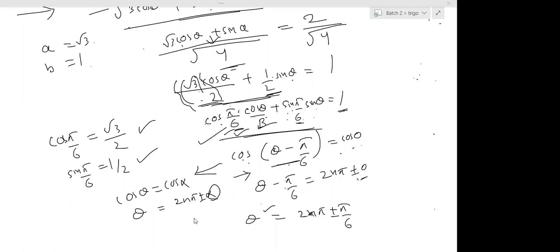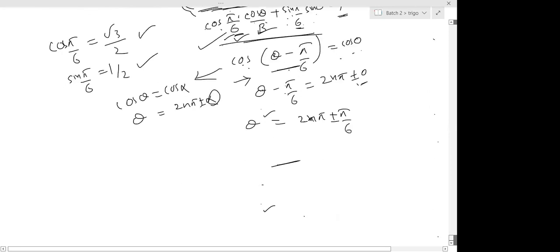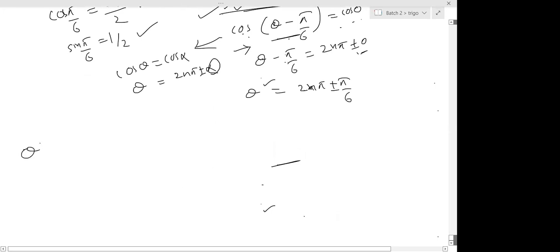All right, try to solve this question. Root 3 sine theta plus cos theta is equal to root 2. All right.